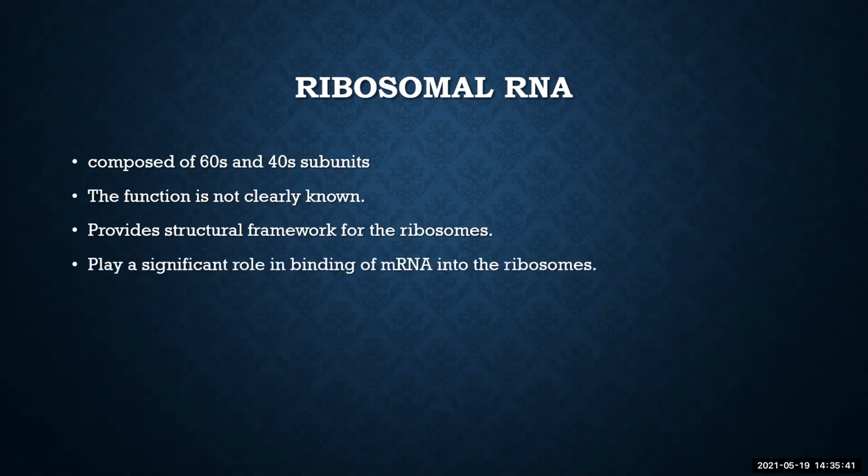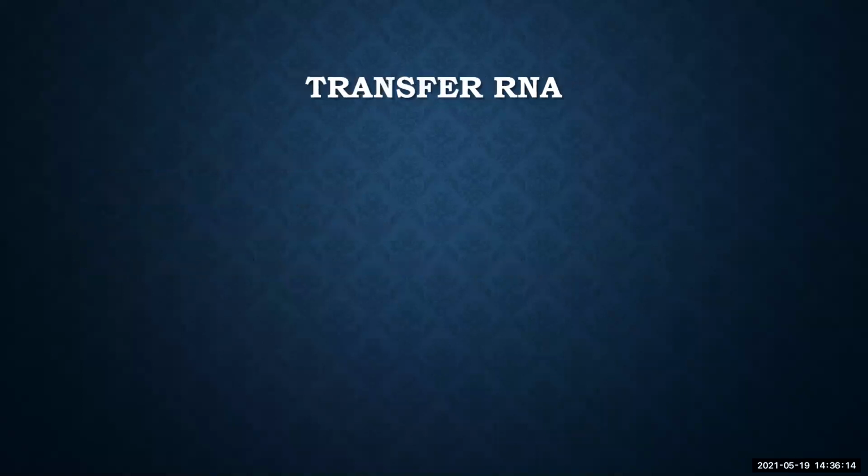Okay, so they play a significant role. Because of this, they play a significant role in binding of mRNA into the ribosomes, as mRNA is bringing that genetic information from the nucleus into the ribosomes. So these subunits play a very important role in binding that mRNA into the ribosome so that the ribosomes can read the genetic code. Okay, so that is the overall function of ribosomal RNA. It binds mRNA into the ribosomes. That's it. So transfer RNA, we will go into a little bit more detail.